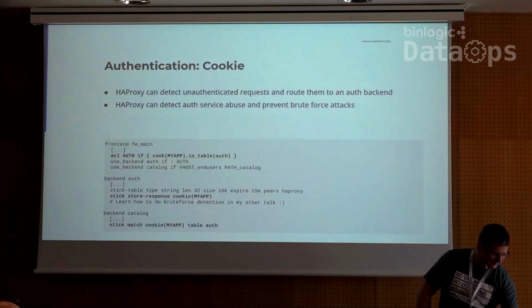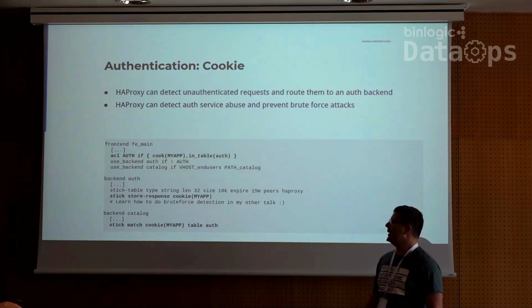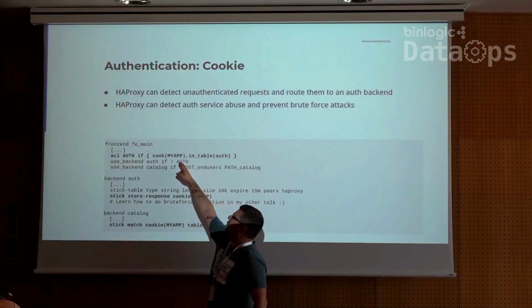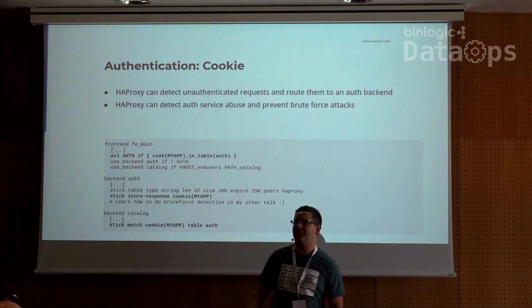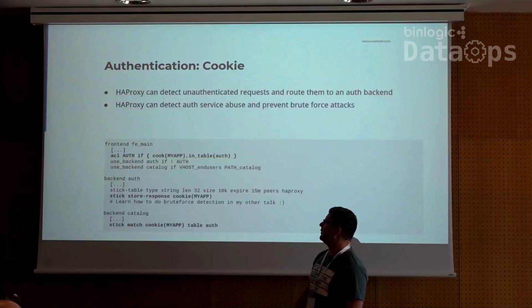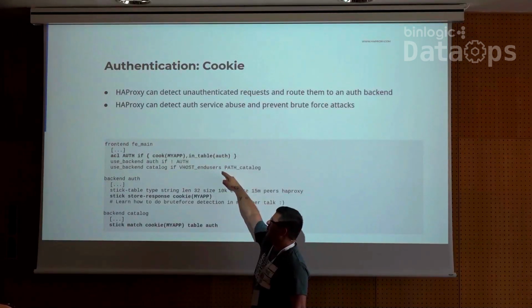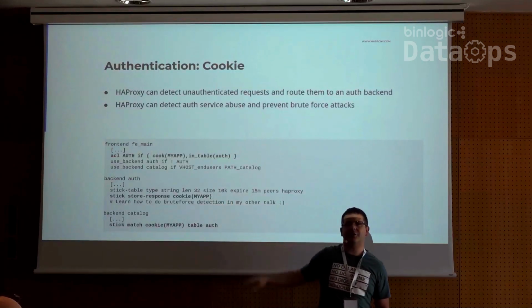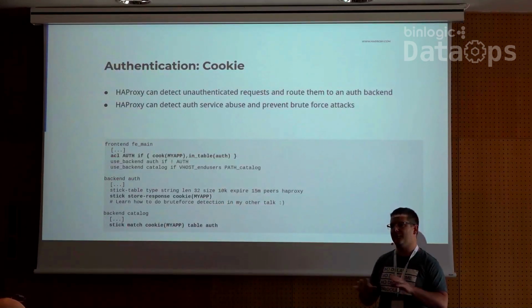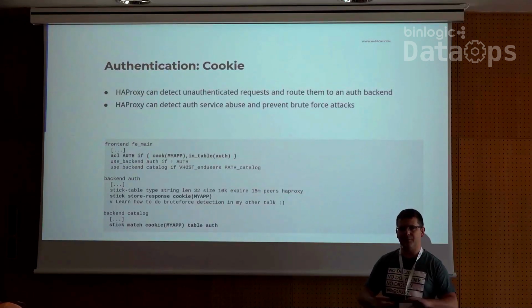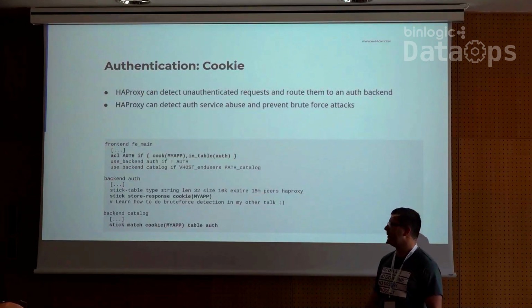Let's have a look. There is a focus on cookies here. We see a first ACL that can check for a cookie called myapp sent by the client. If the cookie is not present in the table that we have here, then HAProxy will route the client to the authentication backend. As long as you have not been properly authenticated, HAProxy will forward you to that backend. It's impossible for you to bypass authentication.